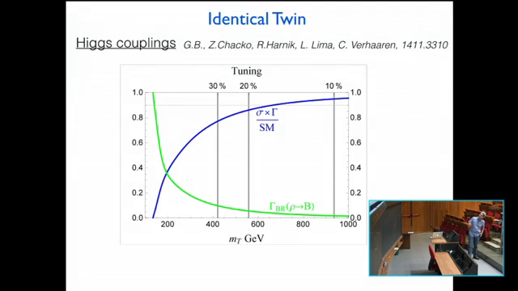On the blue line, we see the signal strength for whatever channel of the Higgs that you can imagine, compared to the standard model. And you see that you get to signal strengths that are around 5% of the standard model, and you still are around 10% tuning.